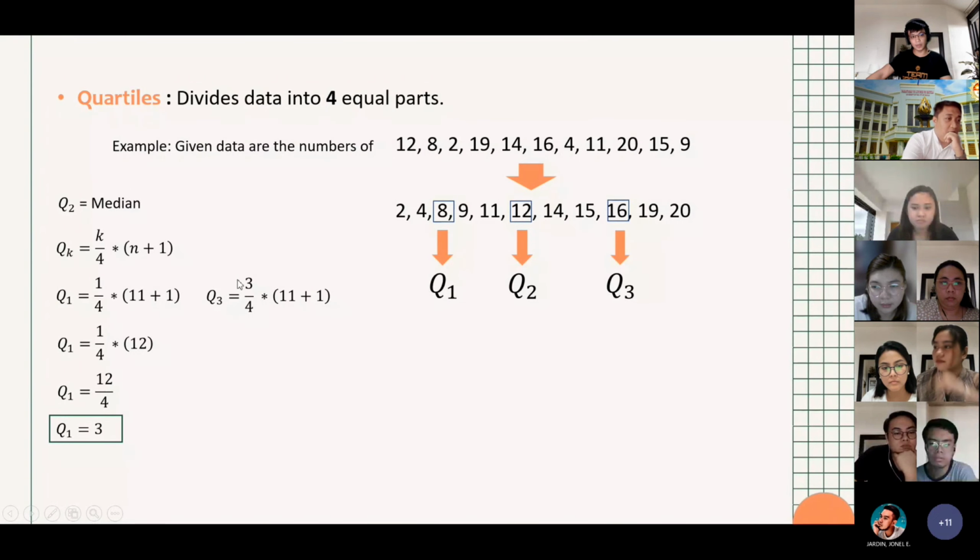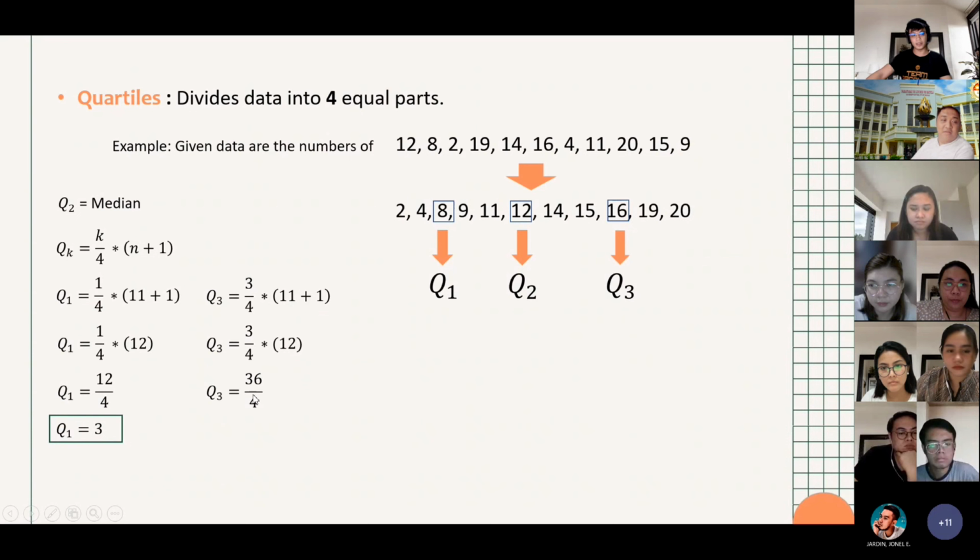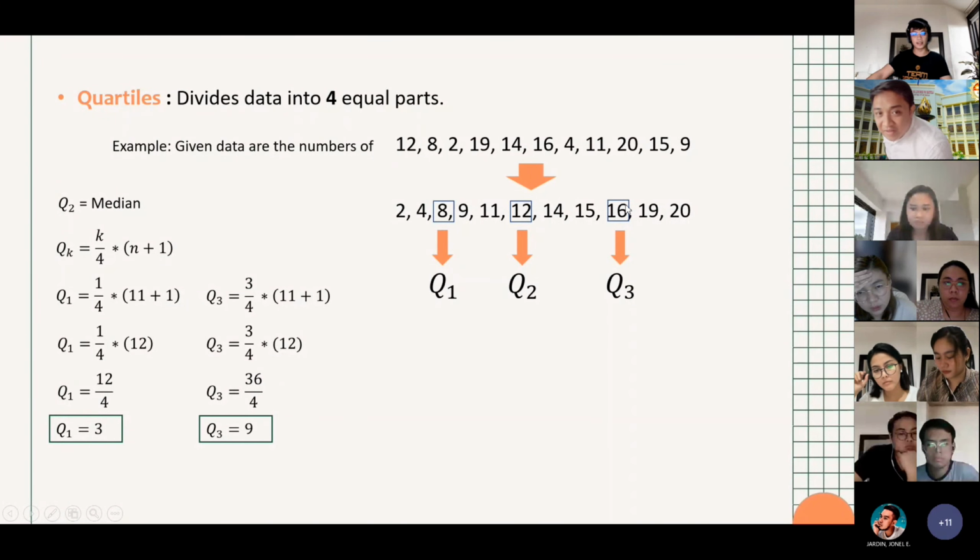So now, ganun din ang gagawin natin sa third quartile naman. Substitute lang natin to. Gawin natin 3 divided by 4 times the number. Same lang. 11 plus 1 is equals to 12 times 3 is equals to 36 divided by 4 is equals to 9. So this is the location of our third quartile. Okay, so 1, 2, 3, 4, 5, 6, 7, 8, 9. 16 is our third quartile. Am I clear po?